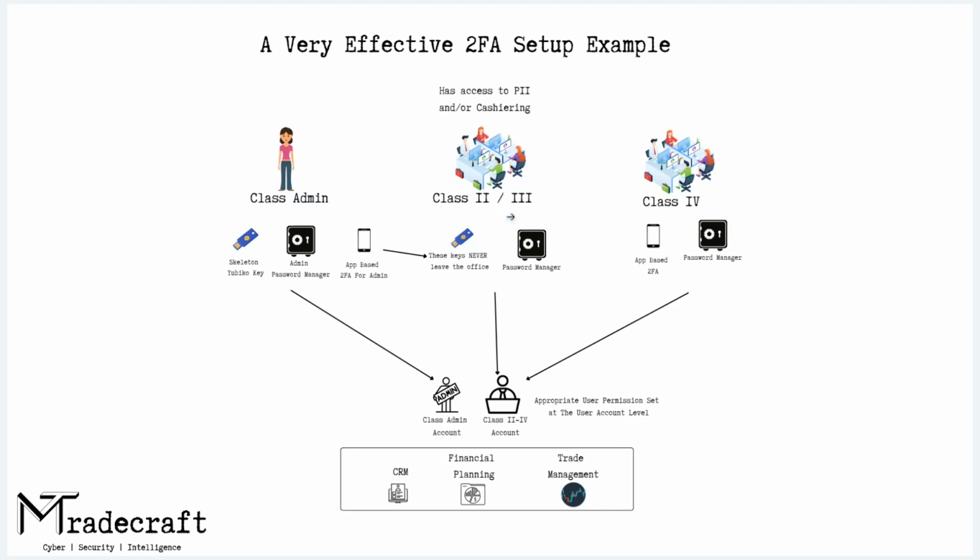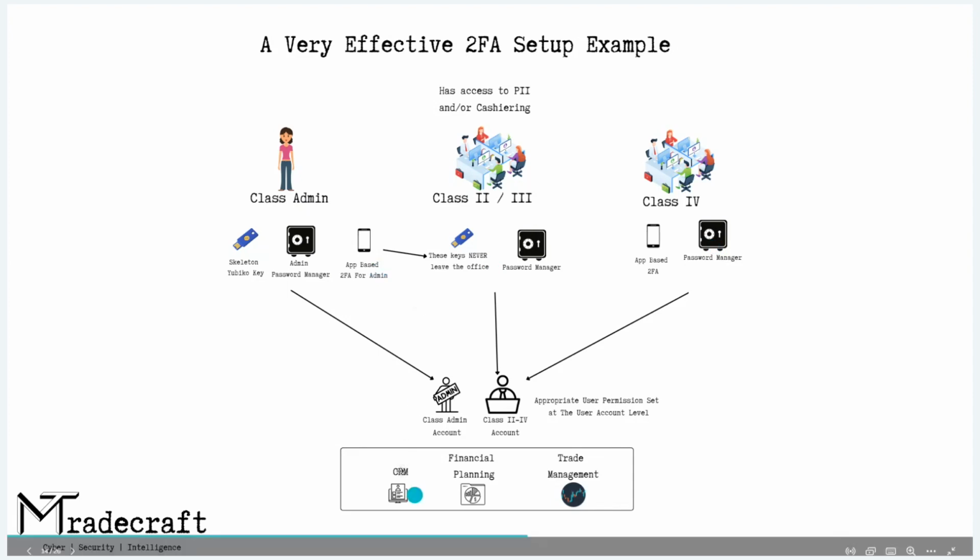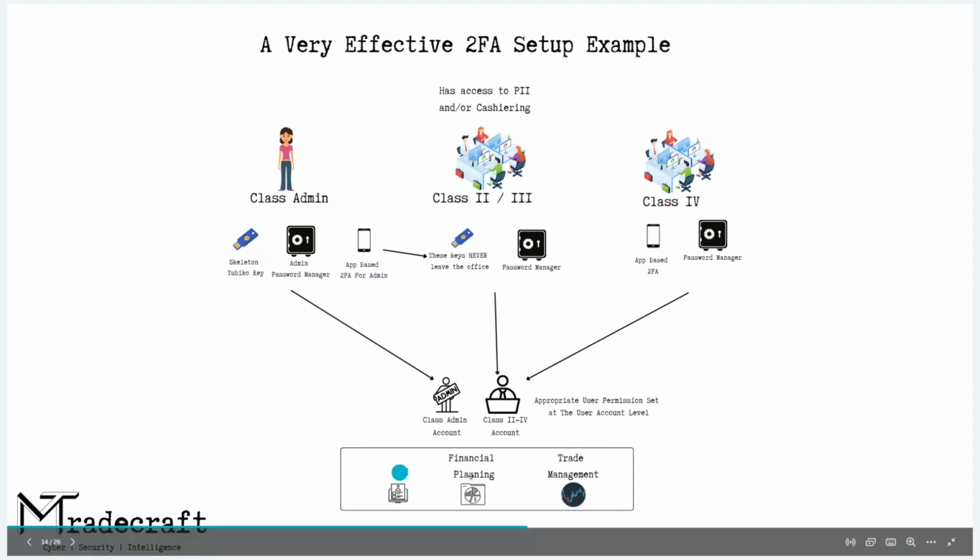These were individuals that had access to cashiering and trading and/or personally identifiable information. And then I had a class 4, and these were individuals who maybe had access to personally identifiable information, but for the most part, we tried to keep them separated. And then the way we would think about it, I would have the different programs. So for instance, a CRM, financial planning, and our trade management software where we knew we had sensitive information. And we would set up the different admin accounts here.